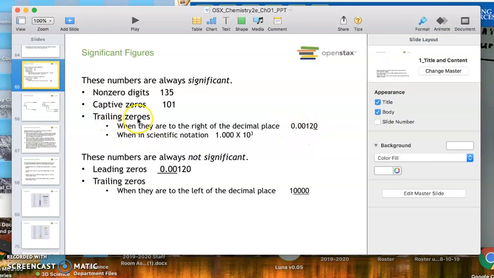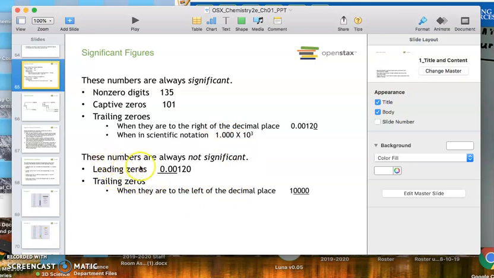Trailing zeros are also significant when in scientific notation. Here we have a number written in scientific notation, and we see trailing zeros here. They're all significant because, written in scientific notation, if they were not, you wouldn't see them. If it only had 1, it would be 1 times 10 to the third. If there were 2, it would be 1.0 times 10 to the third. If it were 3, 1.00 times 10 to the third. Here, all of these zeros are significant because they're written out.